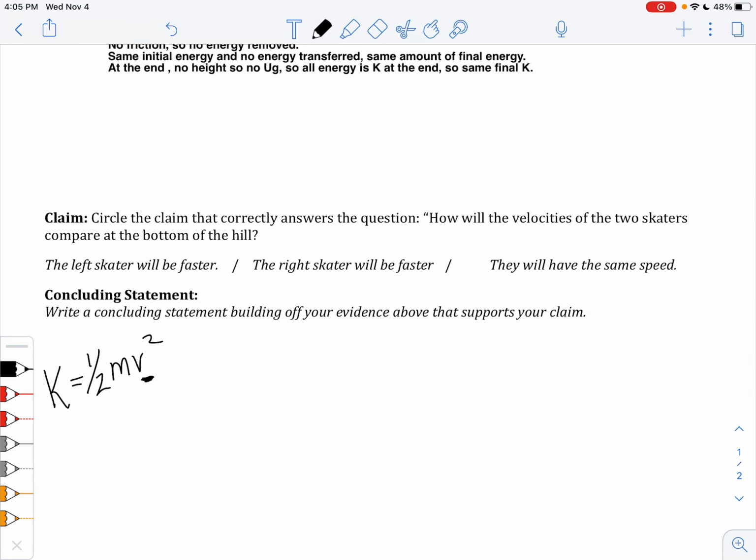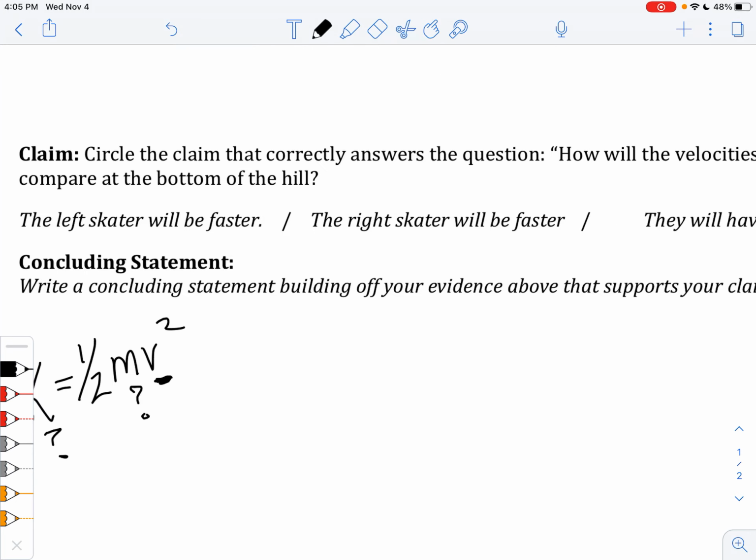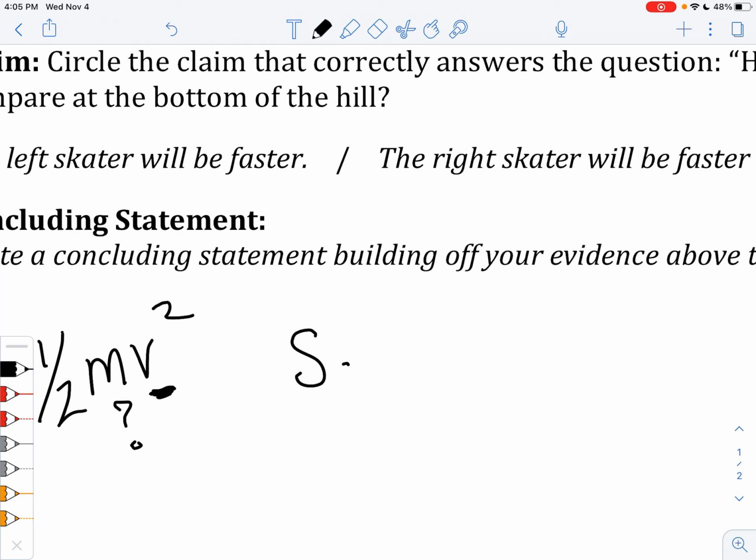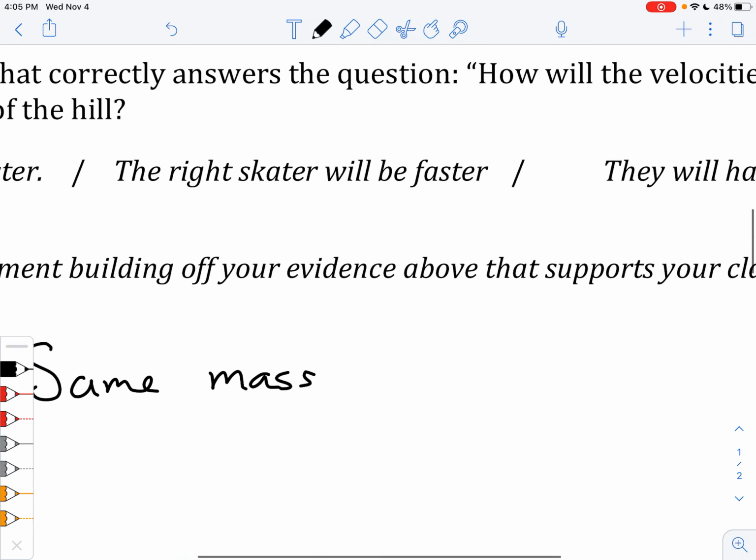Now, to get the final velocity, I need to know about their masses and about their kinetic energies. So they have the same mass, which was a given.